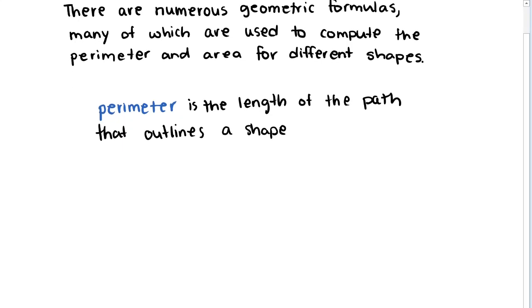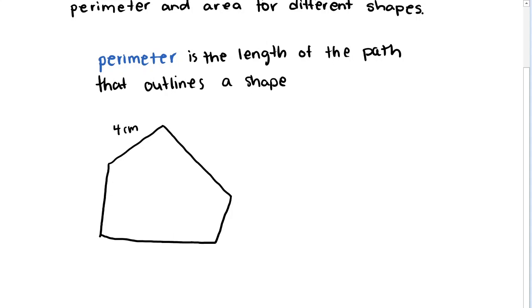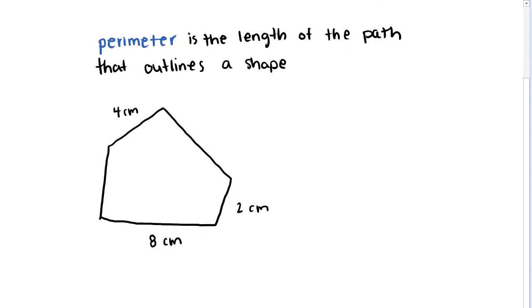Right, so here I can just draw some random shape. Maybe I'll just draw it like this. So here's my shape. And I'm just going to make up some reasonable measurements for the side lengths of this shape. Maybe I'll say that this is 4 centimeters long, and this one looks a little bit shorter, 2 centimeters. I'll call this 8 centimeters. This is just for the sake of example. Maybe this is 6 centimeters, and this is 5 centimeters.